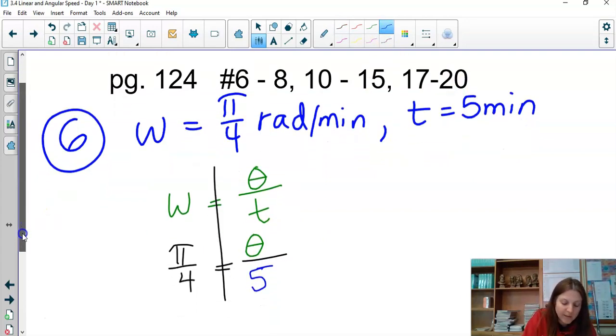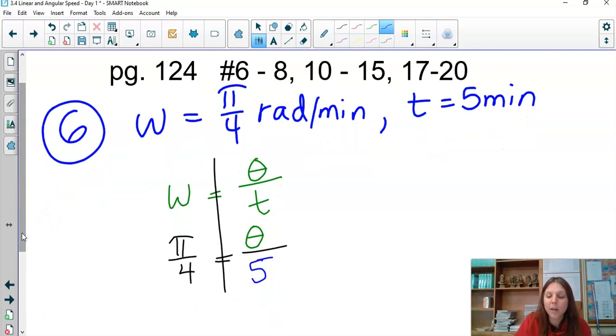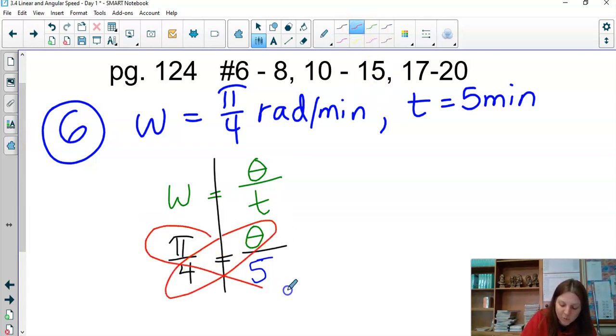Okay, classic setup for cross multiplying. Again, it's not always going to be cross multiply. You may have to multiply a number to either side of the equation. You may be dividing, you may be flipping it over, lots of different things happening. Each question will be slightly different. Just remember that. 4 times theta is 4 theta. 5 times pi is 5 pi.